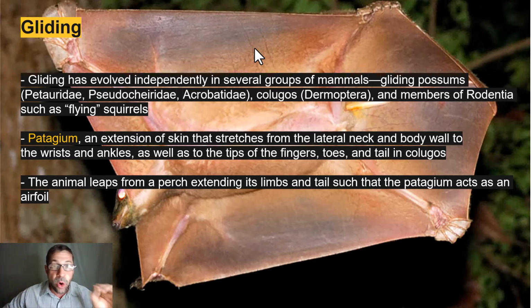The principal morphological adaptation for a gliding species is the patagium. This is an extension of skin that stretches from the lateral neck and the body wall all the way to the wrists and to the ankles, as well as the tips of the fingers and the toes and even the tail in the colugos. So the animal leaps from a perch. It extends its limbs and tail such that this patagium acts as an airfoil. Aerodynamic control during gliding and landing is accomplished by adjusting the position of the limbs.